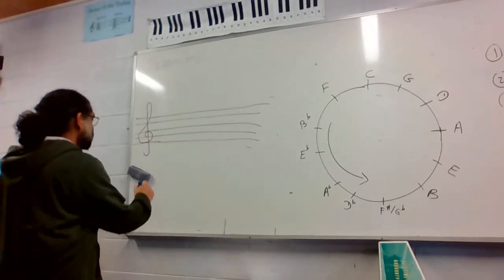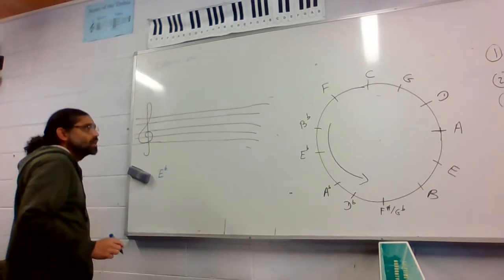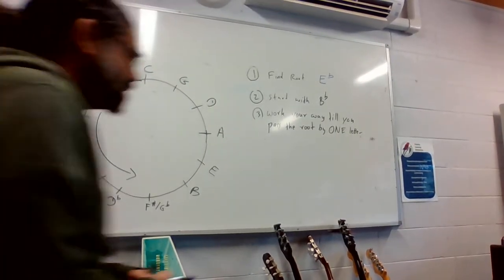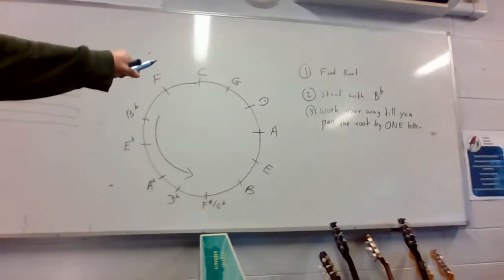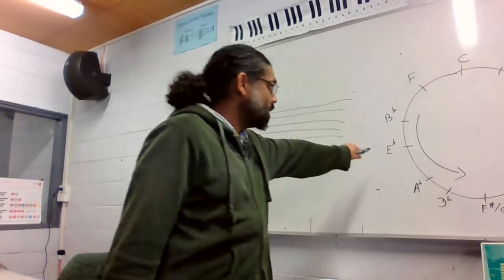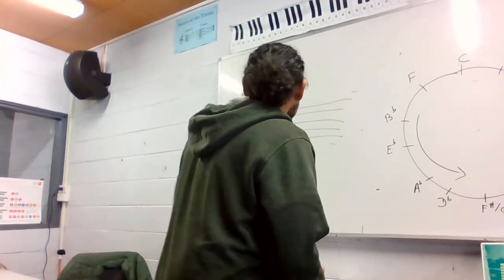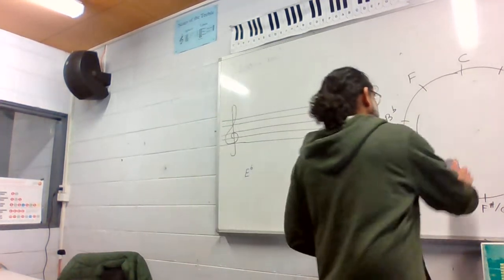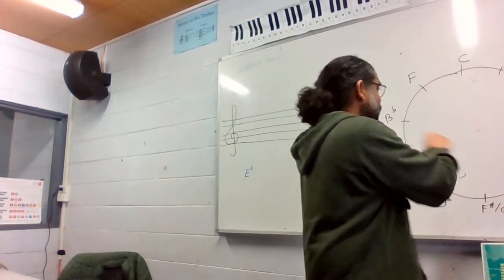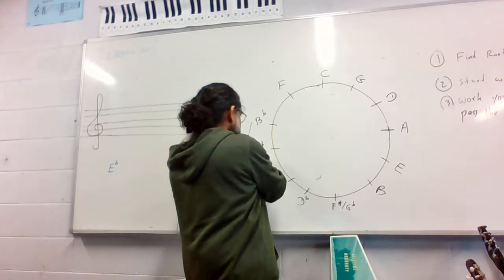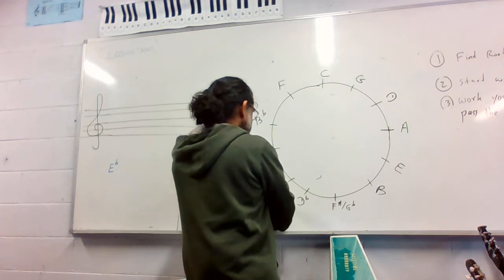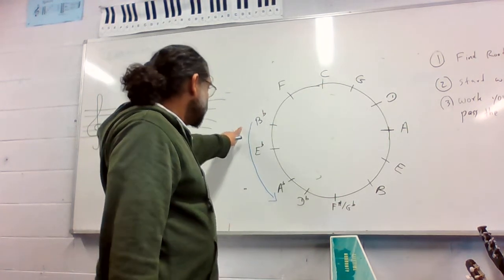So we're going to write the scale here. E flat. Starting with B flat. We found the root. Now we're starting with B flat. We're going to work our way this way till we go past E flat. Remember, we've got to go this direction now. Not this way. This way. So starting with B flat, we're going to go up to the E flat, past the E flat by one step, we end up with A flat. So the key is B flat, E flat, and A flat.